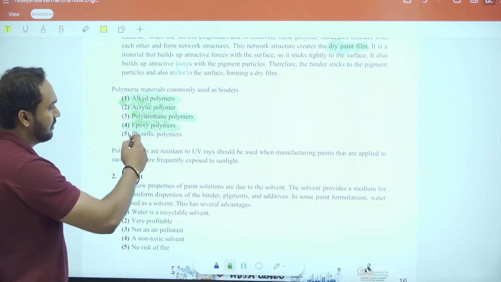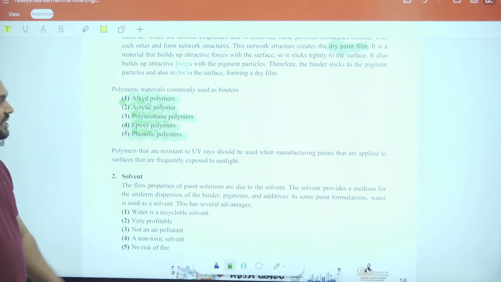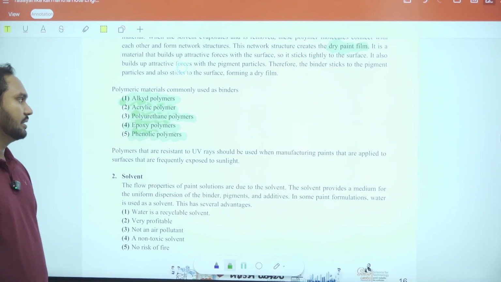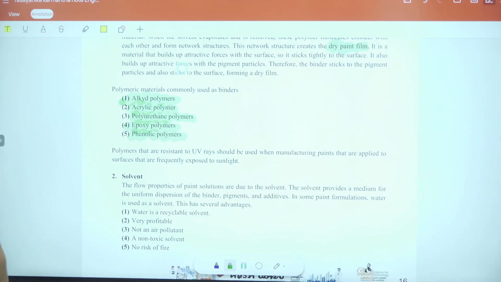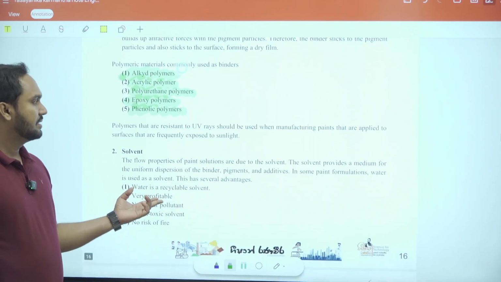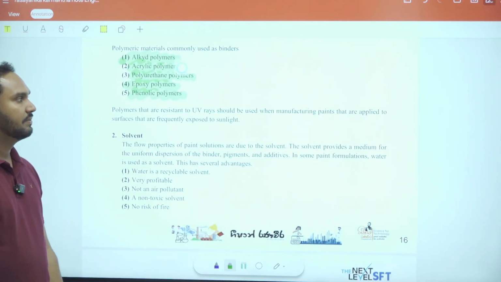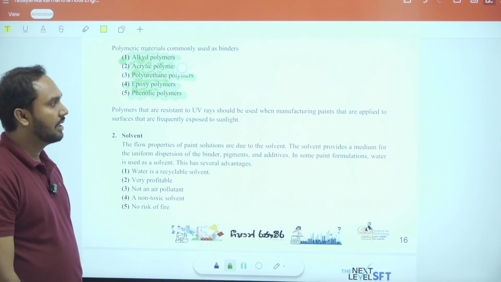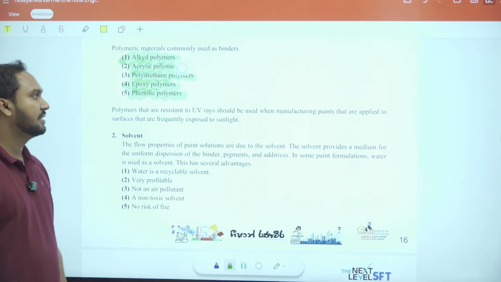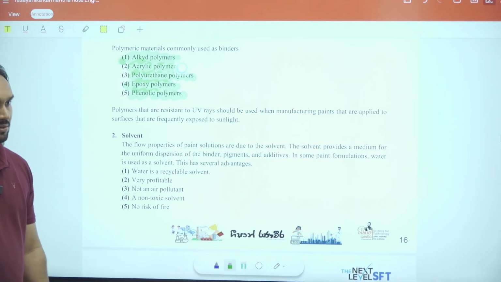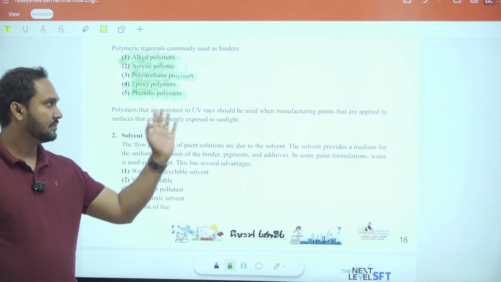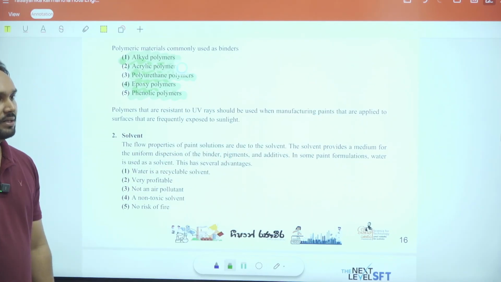And the phenolic polymers. So 5 types are there: alkyd, acrylic, polyurethane, epoxy, and phenolic. Phenolic is the compound with phenol. Right? Now the polymers that are resistant to UV rays should be used when manufacturing paints that are applied to surfaces that are frequently exposed to the sunlight. If exposed to a lot of sunlight, UV resistant ones should be used.